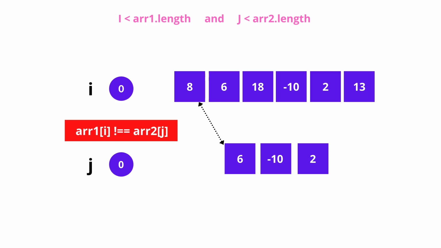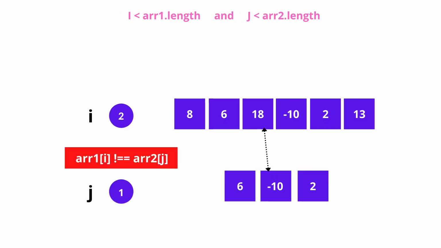Now 8 is not equal to 6, so we have to increment i. When elements are not equal, we will be incrementing only i, and if elements are equal, we will be incrementing i as well as j. So in the second iteration, the value of i is 1 and j is 0, so 6 is equal to 6. Now we will be incrementing the value of i as well as j. So the new values for i and j will be 2 and 1 respectively.